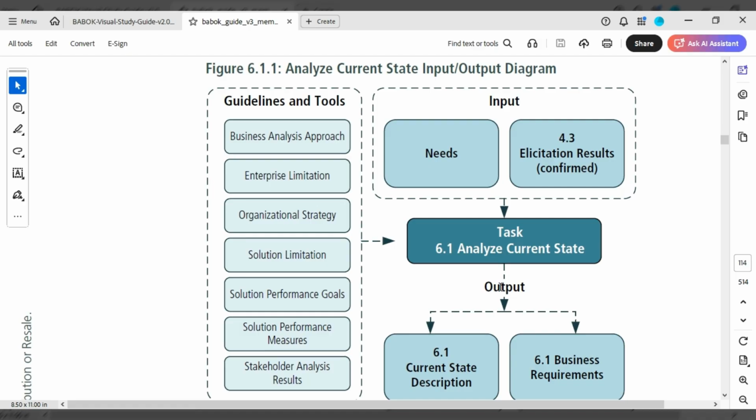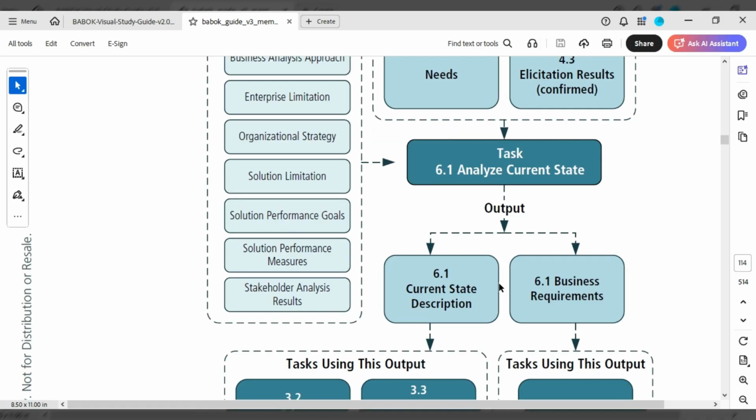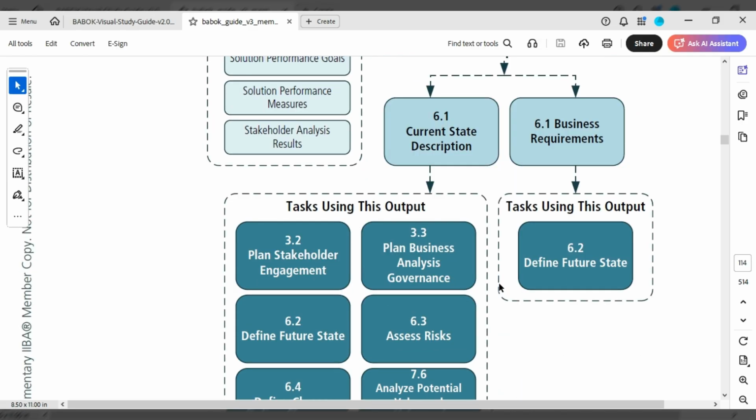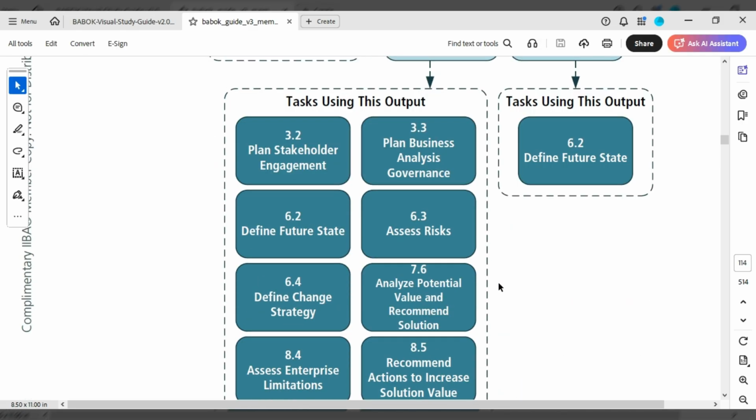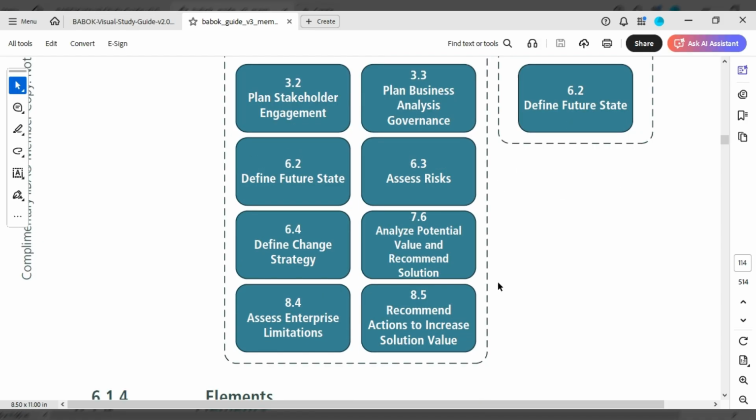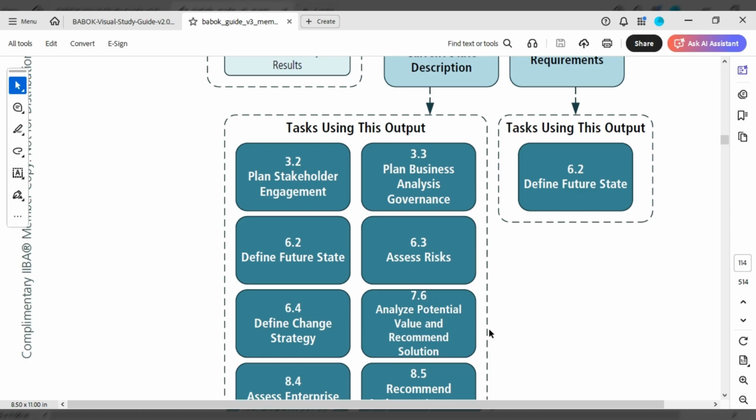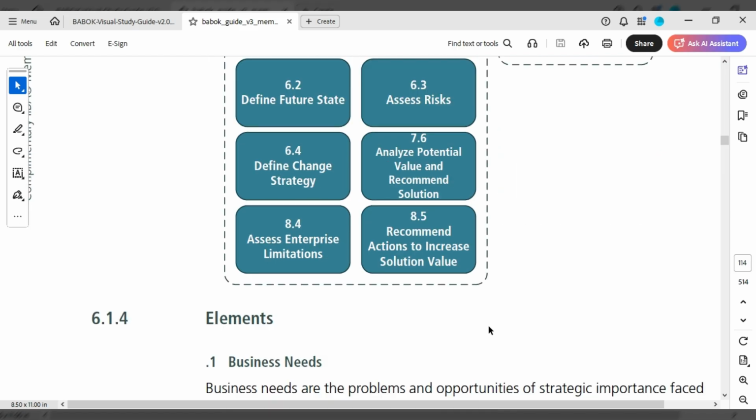And then tasks will be analyze current state, output, current state description, business requirement, tasks using this output, which you would see down the line or even backwards. When you trace backwards, it will be plan stakeholder engagement, business analysis governance, define future state, assess risk, define change strategy, analyze potential value, and recommend solution. Assess enterprise limitation, recommend actions to increase solution value. Then, when it comes to tasks using this output, it is define future state as well.